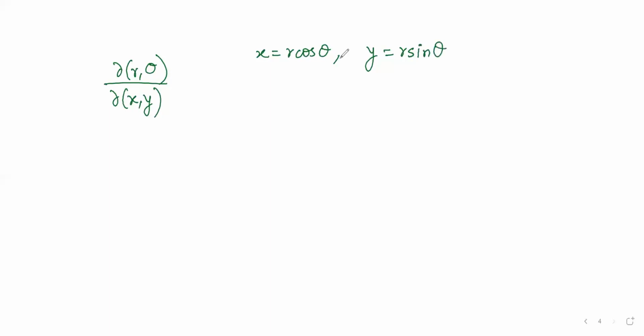Delta r theta, delta r theta, del upon del x y, we have to find this out. So we are given x is equal to r cos theta and y is equal to r sin theta.